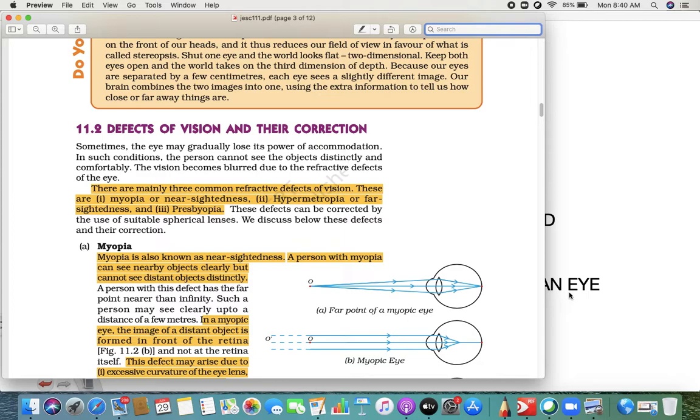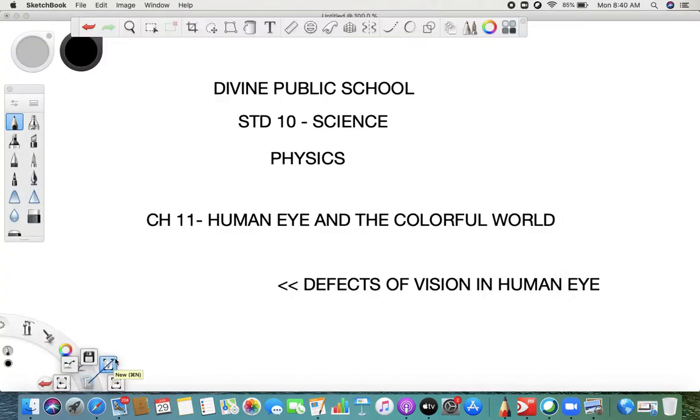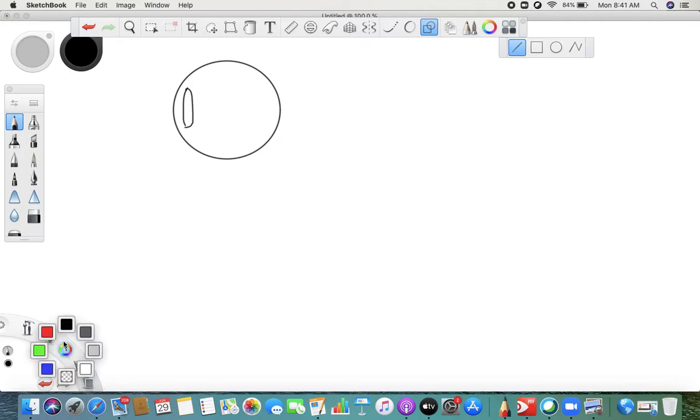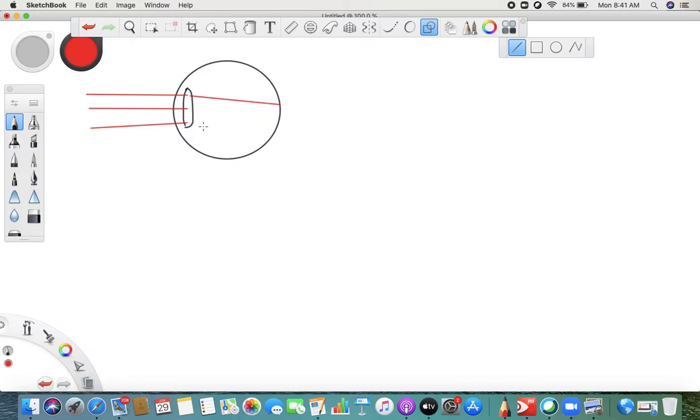Your lens will become, let me draw it. Okay, so your lens will become thick only. It does not become thin as per the requirement. So this is your lens. Your lens will become thick only. So whenever the parallel rays come, they meet on the retina.